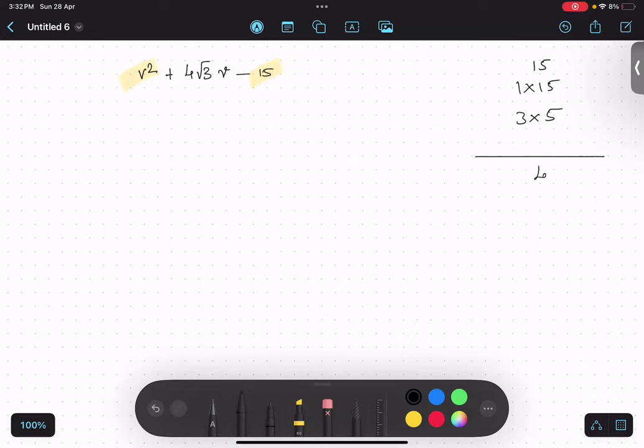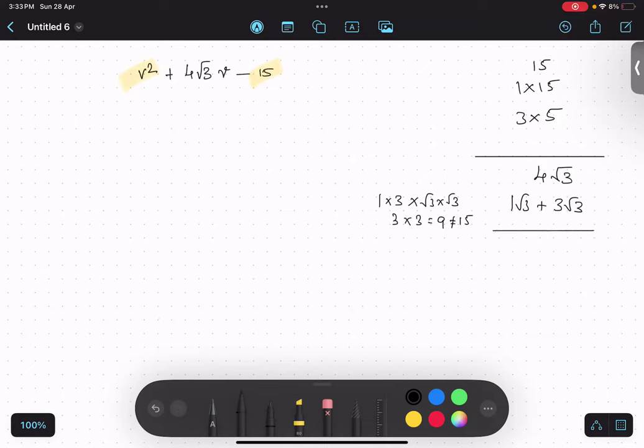So, what I'm going to do, I will think in a different manner. I will split 4√3 and try to multiply them and check whether I get 15 or not. I'll give you one example. So, 1√3 plus 3√3. So, if I multiply them, 1 into 3 into √3 into √3. That is 3 into 3, 9. And we are not getting 15. Yes or no? Yes.